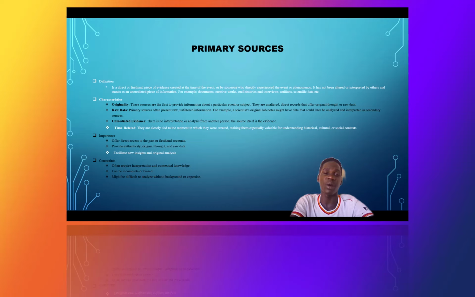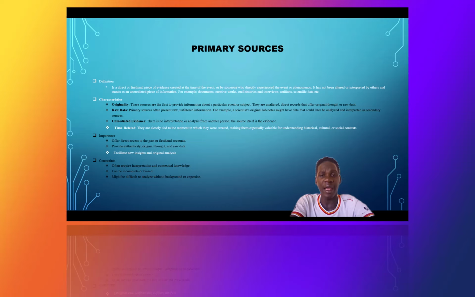Then you have the characteristics of primary sources, as you have seen: originality, raw data, unmediated evidence, time related. I think these are self-explanatory. If you see the word originality, this means these sources are the first to provide information about a particular event or subject. So these sources are always the basis. Any other information source above this always gets information based on the primary sources. So first-hand information is from primary sources.